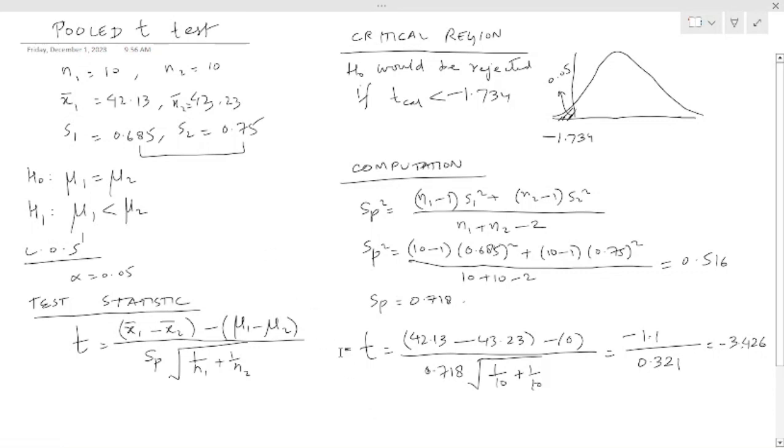Therefore, we can conclude that the packing time of the new machine is less, and consequently the new machine packs faster is our conclusion. That's all for now.